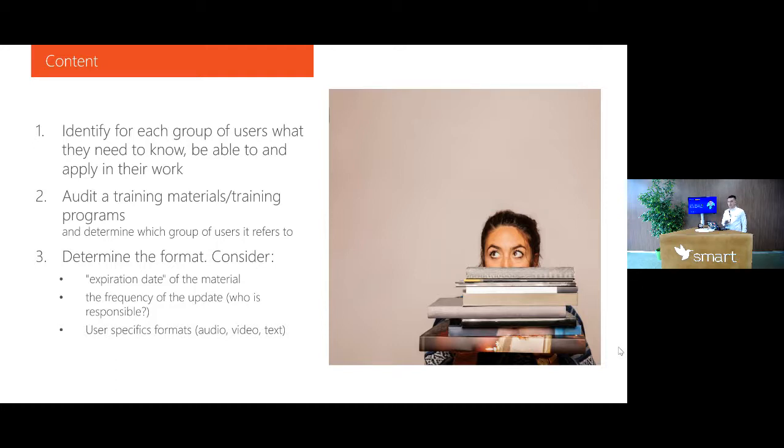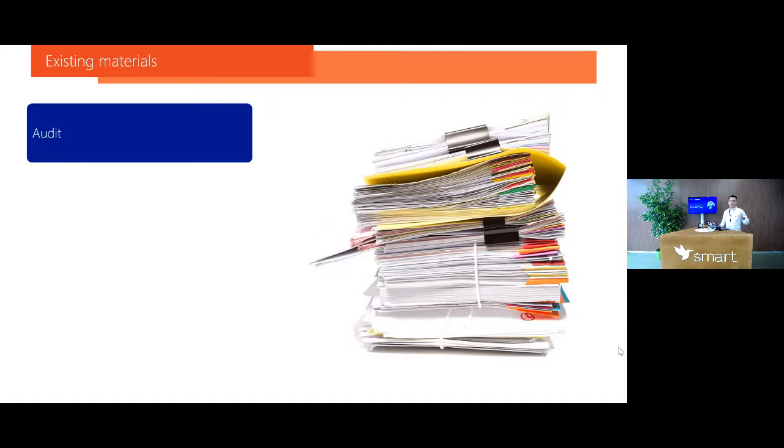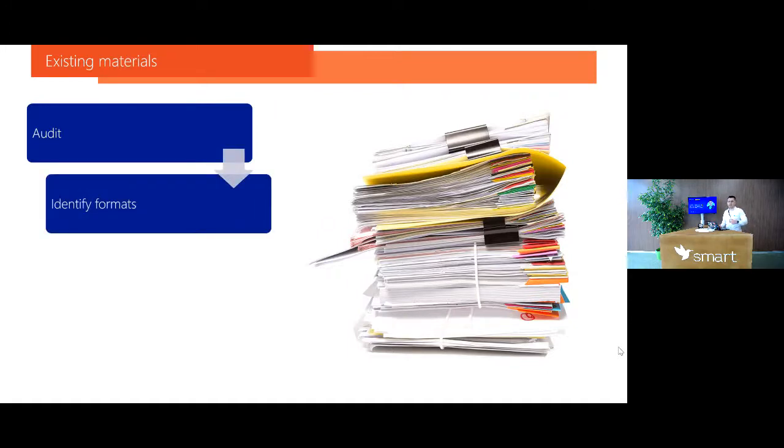So identify the formats, what types of formats you will have. We will try to find out how to identify the formats, and I will give you some simple guides on how to understand it. If you do have existing materials, start from an audit. Audit these materials, then identify the formats. So even if you do have some instructions in PDF or a PowerPoint presentation, maybe you think that you need to add some animations to it, or some interaction with the end user. So based on it, you will define what types of materials you have.